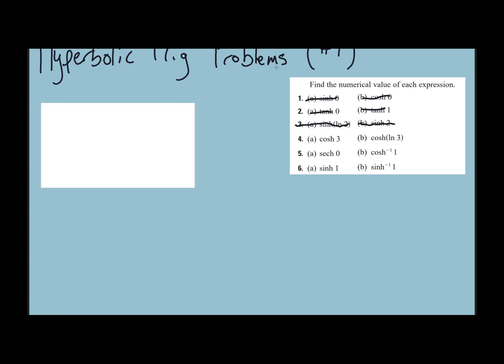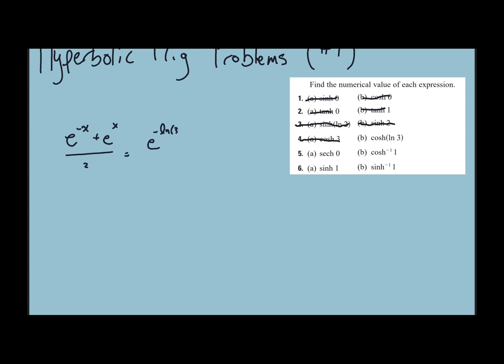The next one, the natural log one, that actually looks like it could be fun. Let's have a look. E to the negative x plus e to the x over 2. We'll rewrite that with the input. So it'd be e to the negative natural log of 3 plus e to the natural log of 3 over 2. Like we talked about before, this is the same as saying 1 over e to the positive natural log of 3. This would cancel, and you just get 3.